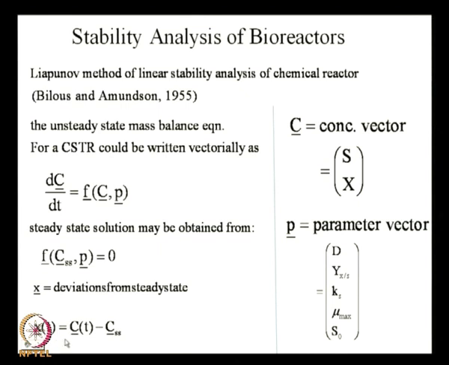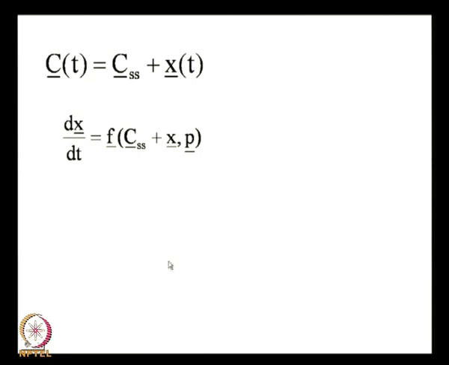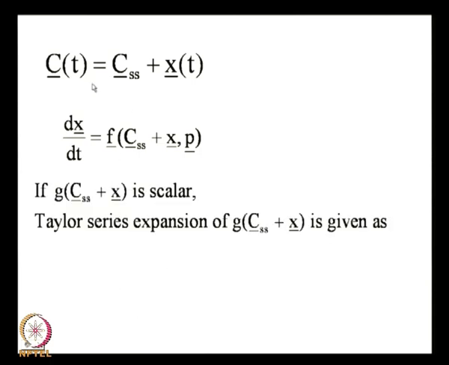So x of t, why is it x of t? Because the deviation is a function of time, and we want to study the dynamics of it as a function of time. So that is written as C vector as a function of time minus the steady state. What we realized in the last class is that we have to do a Taylor series expansion. So C(t) is written as C_ss plus x. We have to do a Taylor series expansion of C(t) about the steady state C_ss. So we take the function f, which is a function of C(t). Now C(t) is written as the steady state plus the deviation, and a function of the parameters.